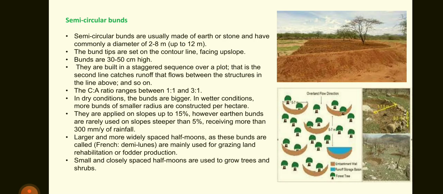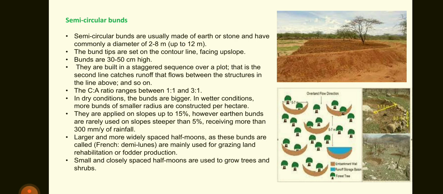Semicircular bunds. So, semicircular bunds are usually made up of earth or stones and commonly have a diameter of 2 to 8 meters. The bund tips are set on the contour line facing upslope. Bunds are 30 to 50 centimeters high. They are built in a staggered sequence over the plot. That is, the second line catches the runoff that flows between the structures in the line above, and so on. The CA ratio ranges from 1:1 to 3:1.